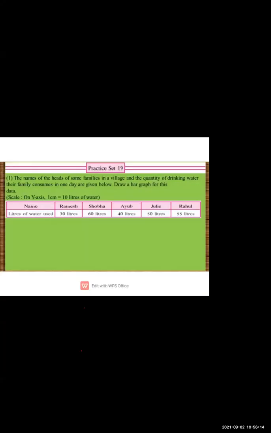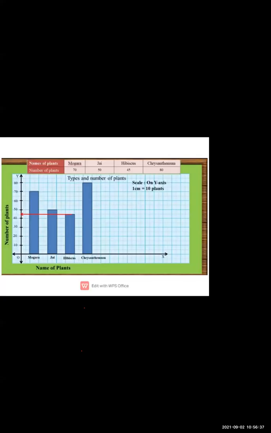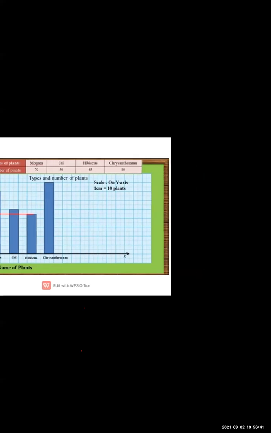On practice set 19, there are a total of 7 questions. All 7 questions are dependent on the bar graph only, and you have to draw it. In this practice set, not a single bar graph is drawn. So all the 7 questions you have to solve and draw. As I have just explained how to draw this bar graph, in the same way you have to draw a bar graph on practice set 19.